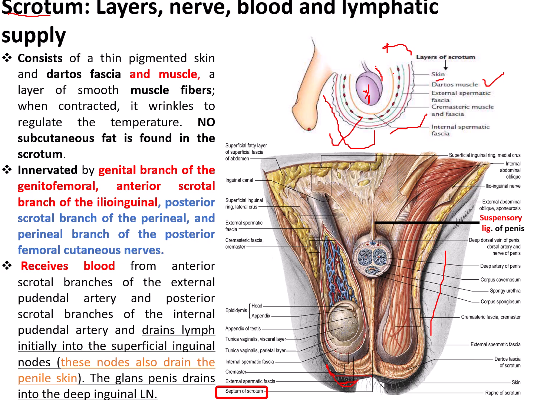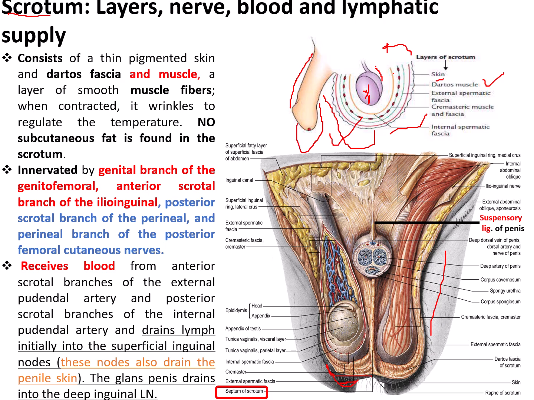The scrotum drains its lymph to superficial inguinal lymph nodes, and this is clinically important. So the skin over the penis is also draining to the same lymph nodes, while the skin over the glans penis drains to deep inguinal lymph nodes.